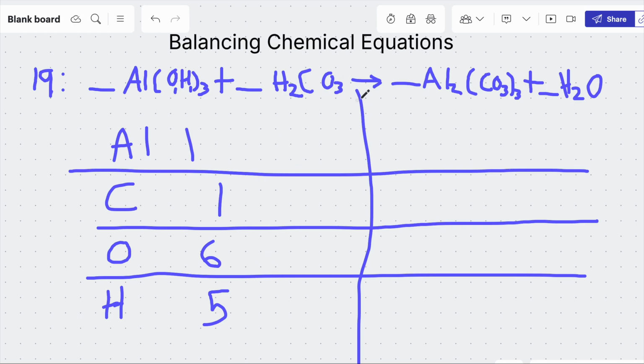And then over here, Al's only show up in one spot. We got Al2, so that's 2. C's, remember the number outside the parentheses multiplies everything inside. So we got C1 times 3 is 3. Then we got O's. A lot going on here. That multiplies inside there, so 3 times 3 is 9, plus this 1 is 10. And then for H's, we've only got them right here. We only got one H2O, so that's 2. All right, nothing matches up here.